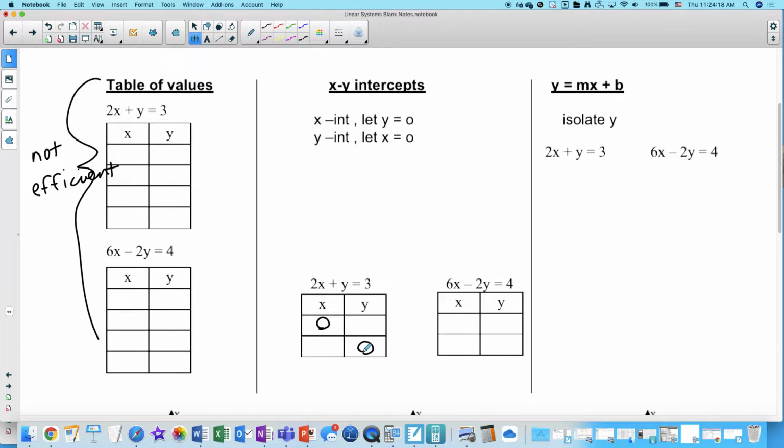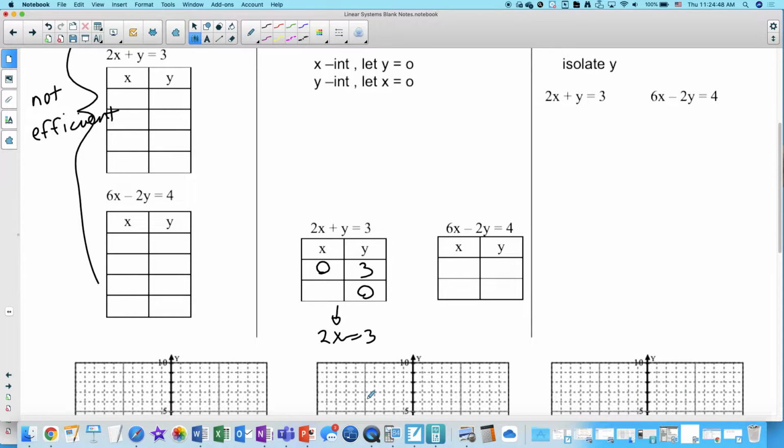Okay, so if x equals 0, I can just cover up the 2x because that's going to make 0, and I end up with y equals 3. And if y equals 0, I can cover up the y, and I'm solving the equation 2x equals 3. Well, if 2x equals 3, that's this guy, what's x? 1.5, yeah. 3 over 2 or 1.5.